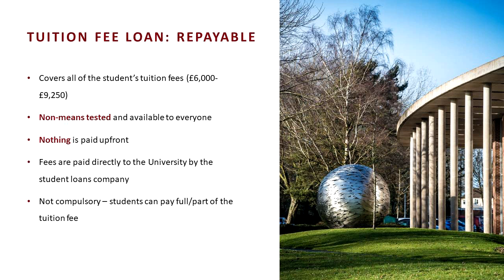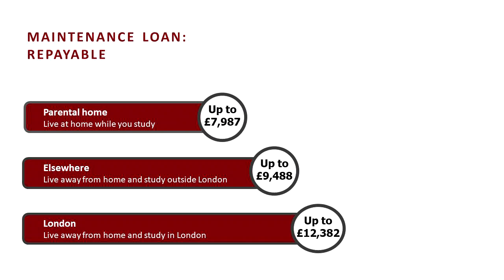So your tuition fee loan, this is repayable, and that will cover all of the students' tuition fees up to the £9,250 a year. It's not means tested, so it means they're not looking at your household income, and it's available to everyone. Crucially, the thing to remember is that nothing is paid up front. So you haven't got to have that money put aside to pay for university. You apply for this, and that money is then paid directly to the university by the student loans company when you enroll. Okay, it doesn't pass through your bank account. It's not compulsory. As students, you can pay in full, or you can pay part of the tuition fee. So you're not compelled to have to take out that tuition fee loan.